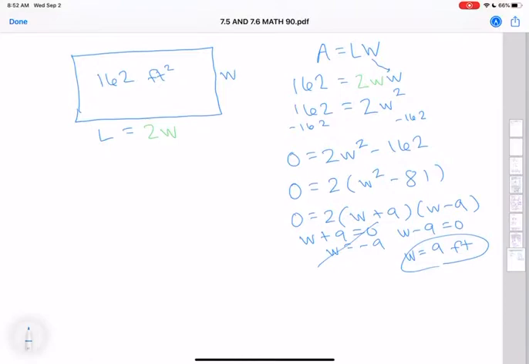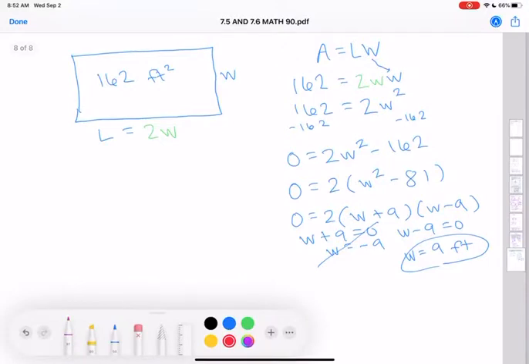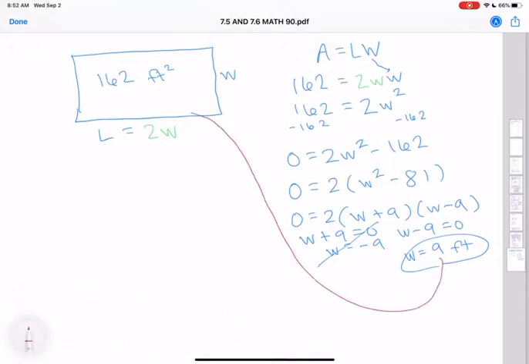Okay, so we know that the width is 9. How could we figure out what the length is? How about, let's take that 9 and let's plug it right in. So the length is 2 times W, and now we know that W is 9. So 2 times 9 is 18 feet.